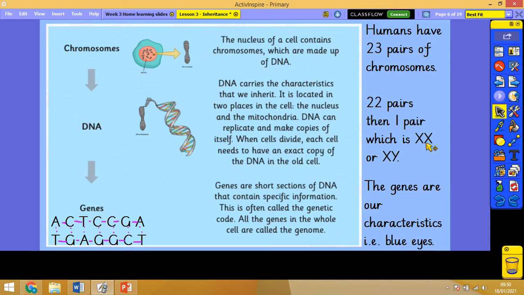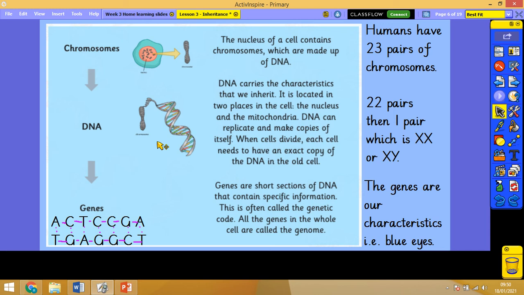Each chromosome is made up of DNA, and you can unravel this, and this is what DNA looks like very closely under a microscope. DNA carries the characteristics that we inherit. It is located in two places in the cell, the nucleus and the mitochondria. DNA can make copies of itself, and this is called replication. When cells divide, so cells make copies of themselves, they need to have an exact copy of the DNA in each cell. So the DNA is very good at replicating. Genes, not genes that you wear, are short sections of DNA that contain specific information. And this is called the genetic code.